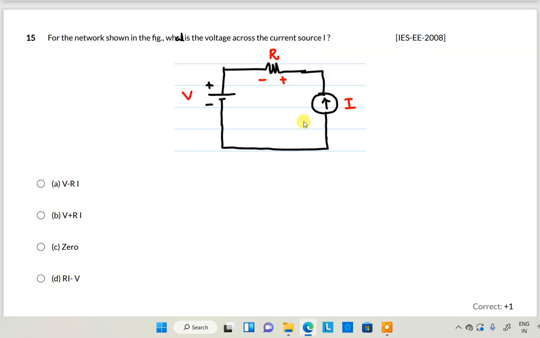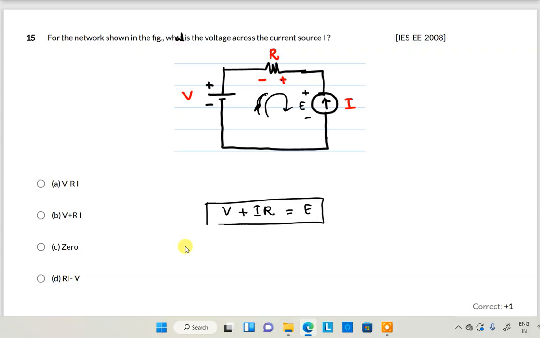So just apply the KVL. This is the direction of current, that's why it is positive or negative. Apply the KVL, so it is V plus I into R. This is a form voltage across, for example, it is E. So it will be voltage across the current source. So E is equal to V plus IR. Option B is the correct option.